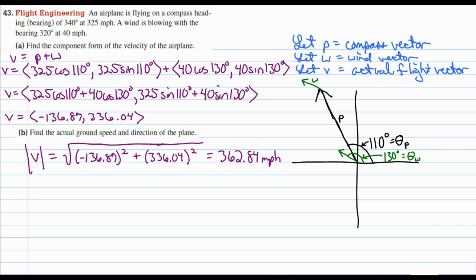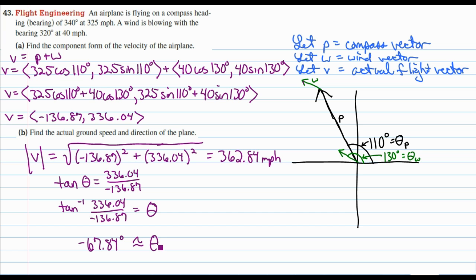So in other words, the wind is pushing it a little bit faster than the actual gauges are reading. Now, in example 6, we found the direction of our vector by using the x-coordinate and cosine theta expression, or the y-coordinate and the magnitude times the sine of theta expression to solve for theta. This time I have both coordinates, so I could use inverse tangent if I wanted to. So the tangent of my reference angle in quadrant 2, theta, is going to be the opposite, so the vertical coordinate 336.04 over the horizontal coordinate negative 136.87. So if I find the inverse tangent in my calculator, I get negative 67.84 degrees.